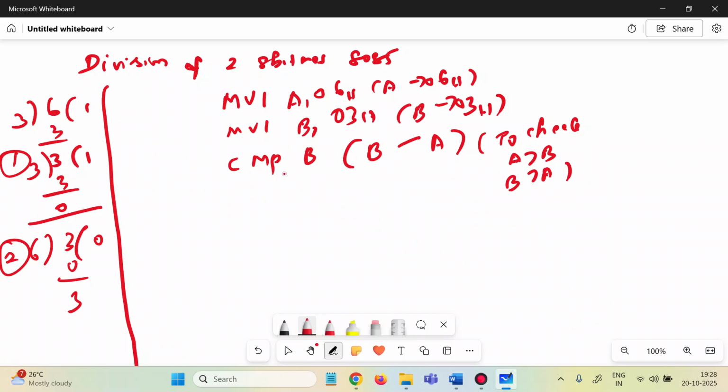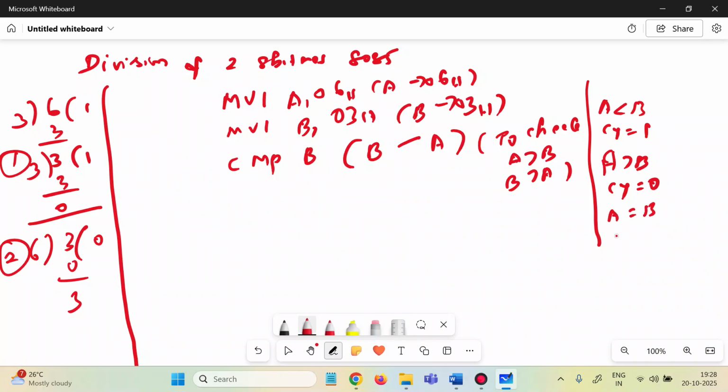So A is greater than B. When A is less than B, there are some conditions. When A is less than B, carry is 1. When A is greater than B, carry is 0. When A is equal to B, the zero flag is set. Now compare B. Whenever we compare, we have to check the carry flag.